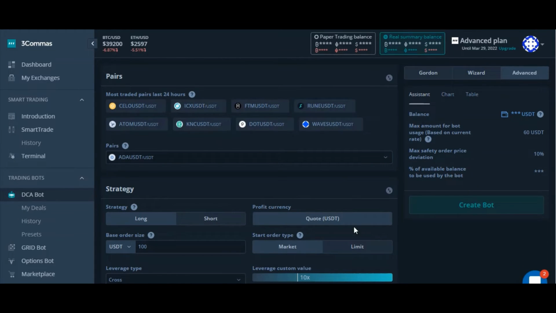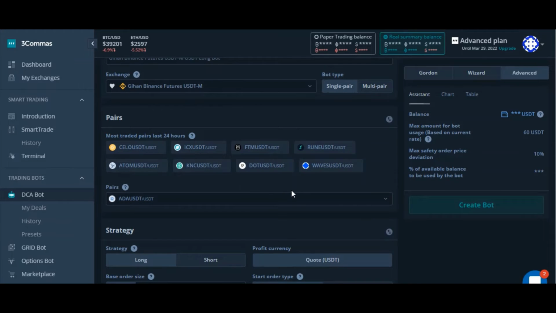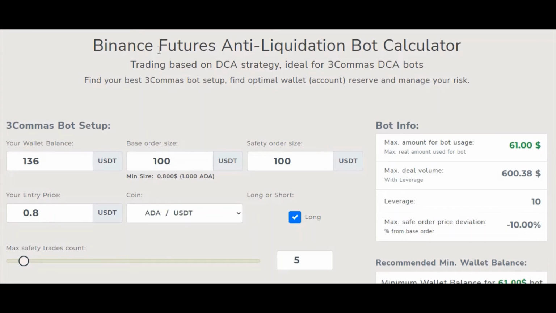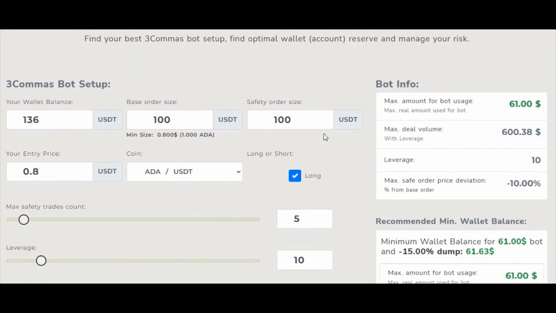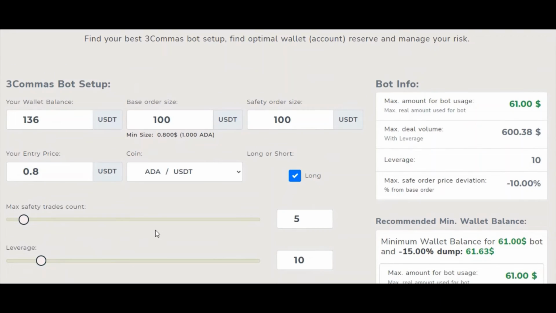So you need some calculation. I found one interesting calculator on Google. Actually, I would like to share it with you. Before you finalize this, you need to check the calculation with this one, right? This is the Binance Futures anti-liquidation bot calculator. This is very nice. I will show you how to do this.